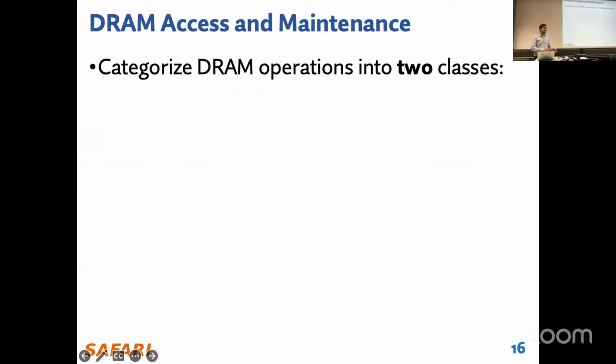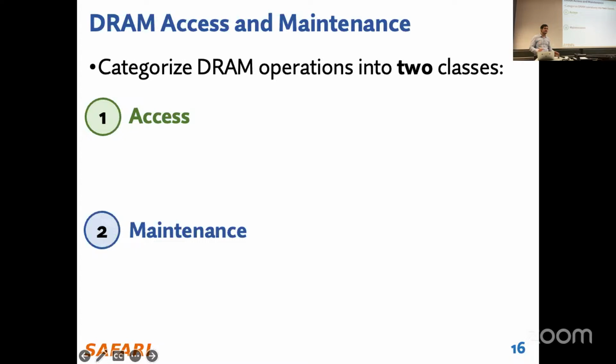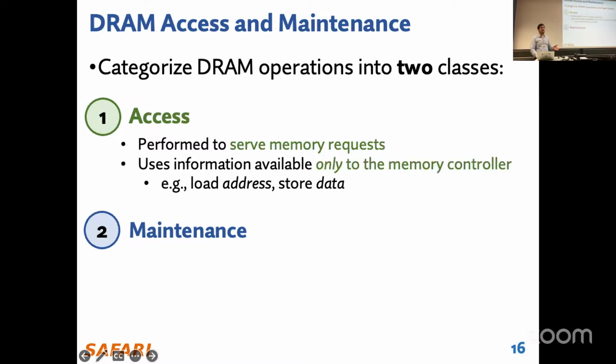So before I explain our solution approach, I will quickly categorize DRAM operations into two classes. That's access and maintenance. So we're well defining the things we're talking about now. Access operations serve memory requests, typically relying on information available only to the memory controller.